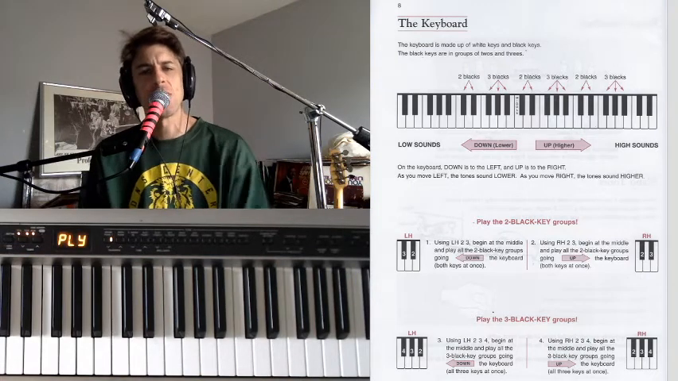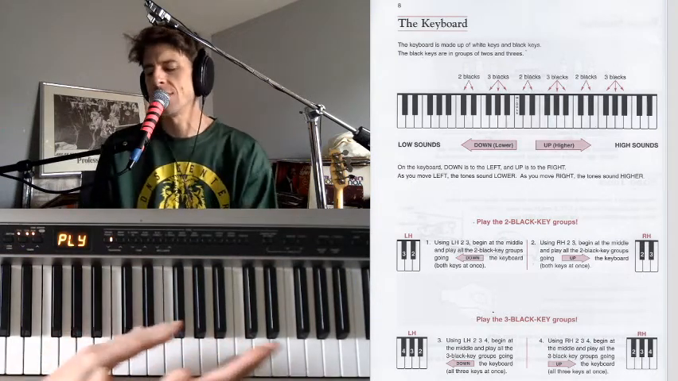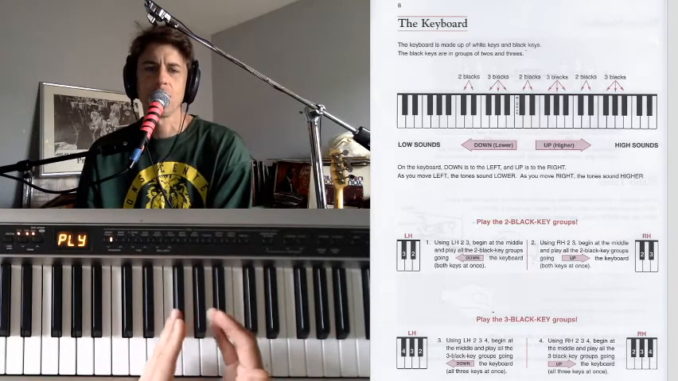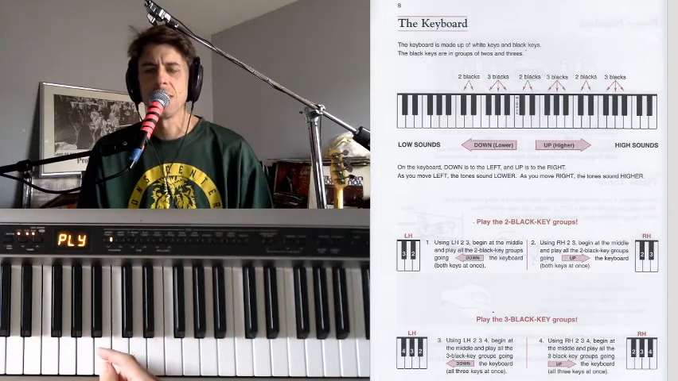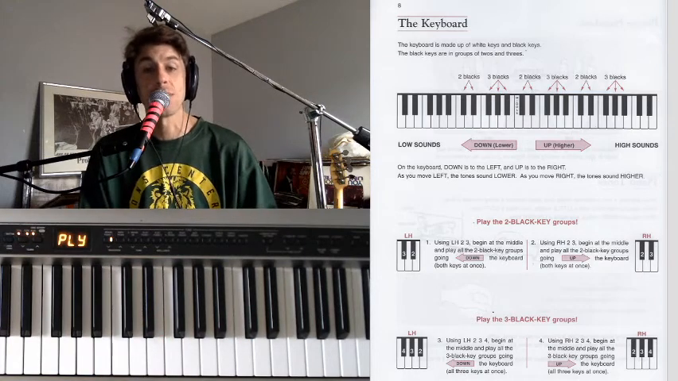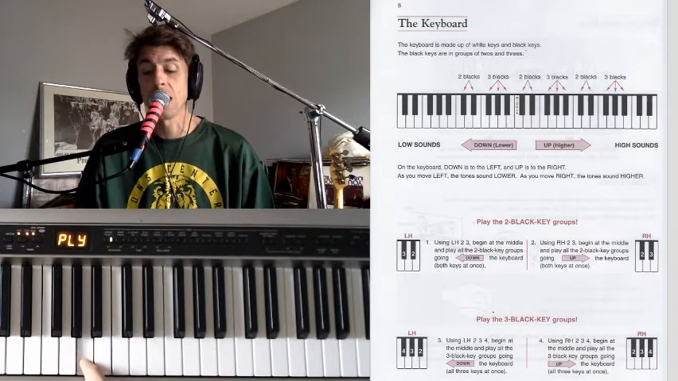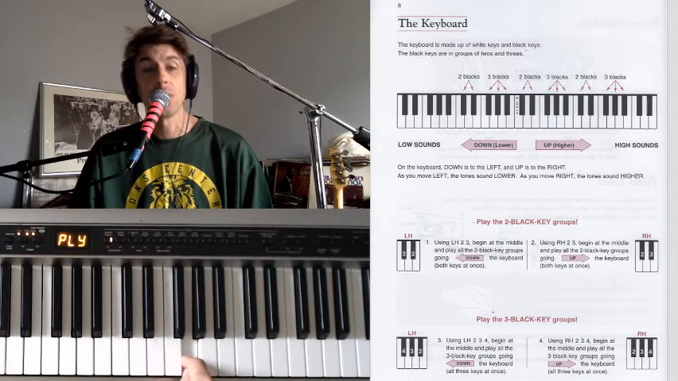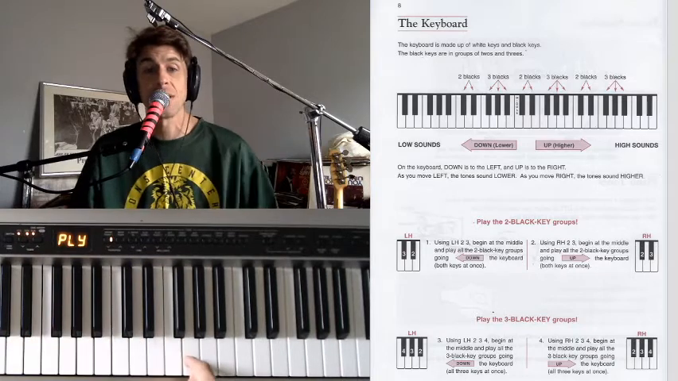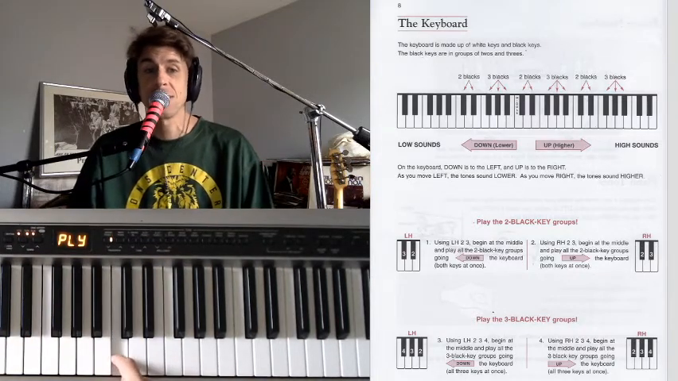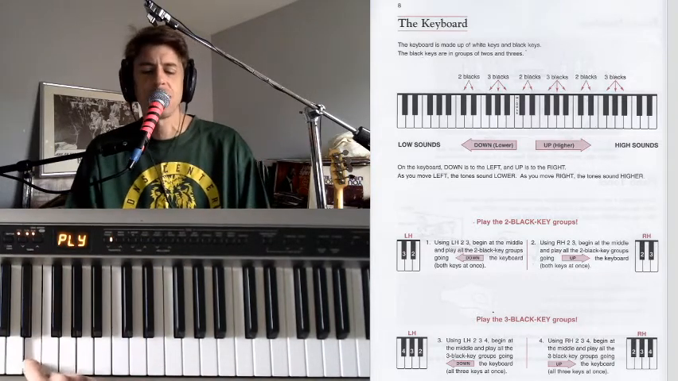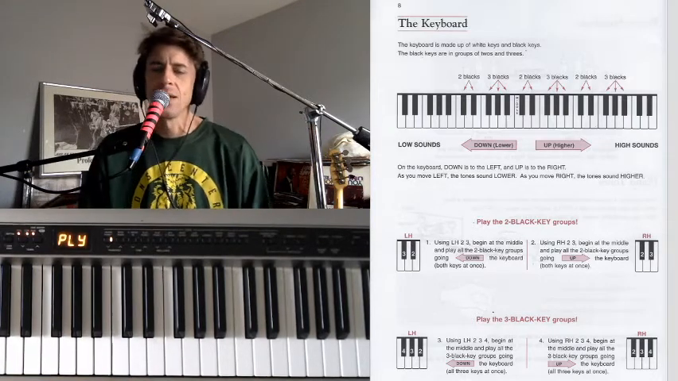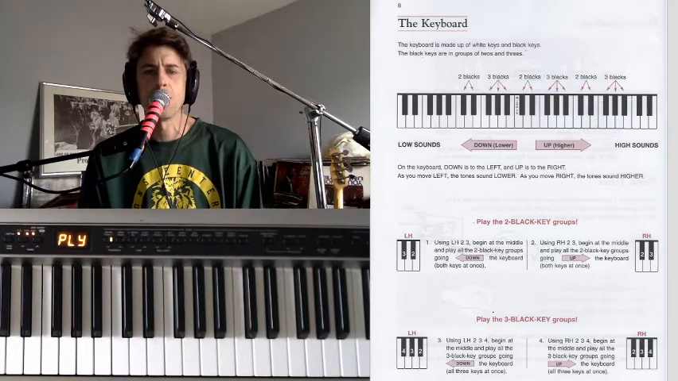Now, as the notes go higher, we go to the right. The pitches get higher on the piano. As the notes get lower, the pitches get lower, we go to the left. Consequently, we go backwards in the musical alphabet. So if we went A, B, C, D, E, F, G, when the notes go lower to the left, we say G, F, E, D, C, B, A, G, F, E, D, C, B, A, etc. Okay? So just a quick little lesson on the musical alphabet.